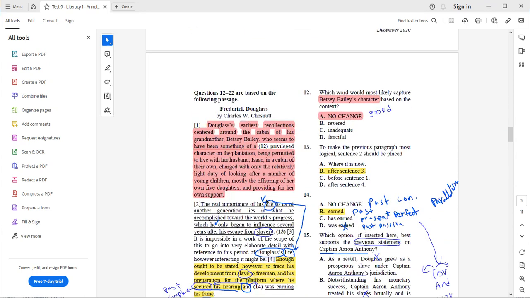Okay, now we're going to go to a new passage. Dr. Hamza. Which word would most likely capture Bitsy Billy's character based on the context? Here, actually, it's not a writing or grammar question. It's a reading question. Relate characterization, if you remember this from the academic part. So now we need an adjective that describes Bitsy Billy's character. How do we know? You have to read the whole sentence.